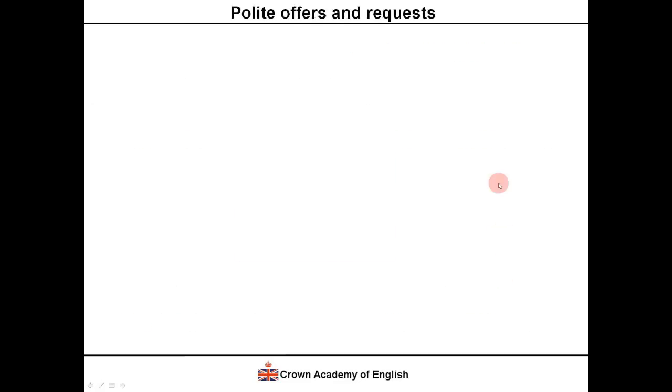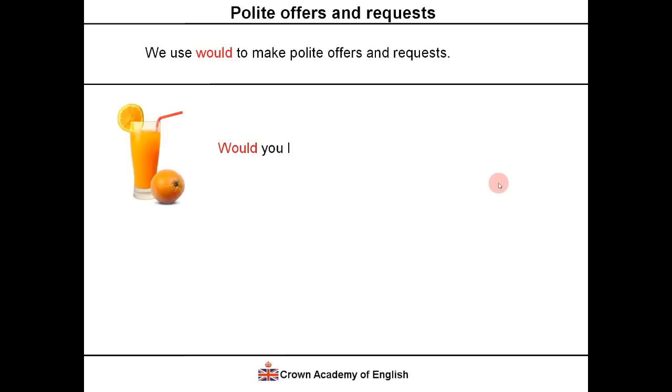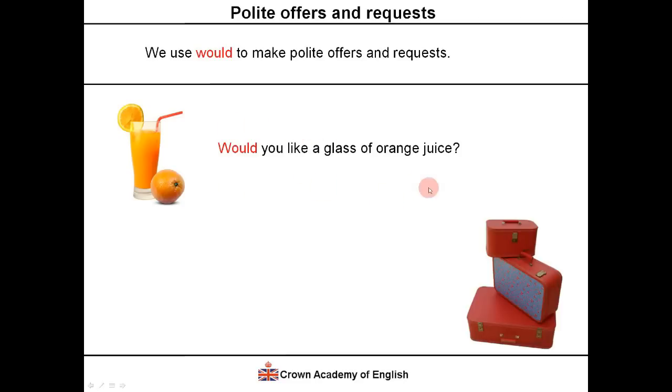Polite offers and requests. So we use would to make polite offers and requests. Example, would you like a glass of orange juice? So we're saying would to be polite. Okay, this is a very common structure. Would you like something? Would you help me carry my bags? So this is a polite way of making a request. Would is very common when we're trying to be polite.